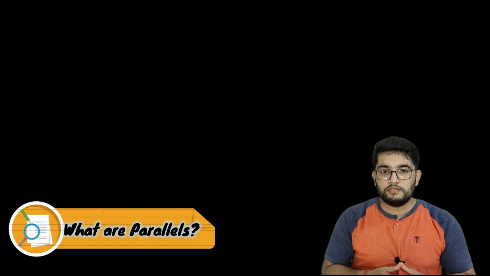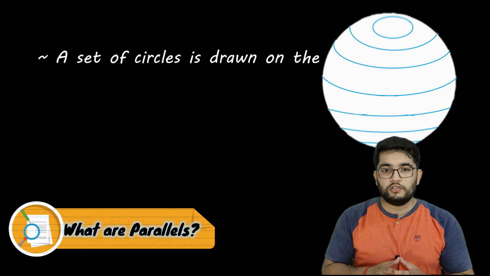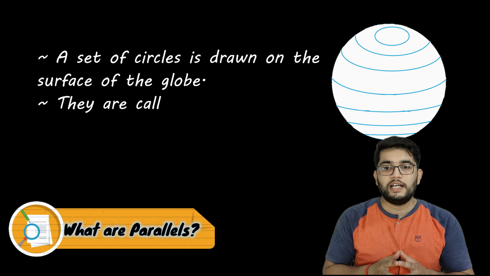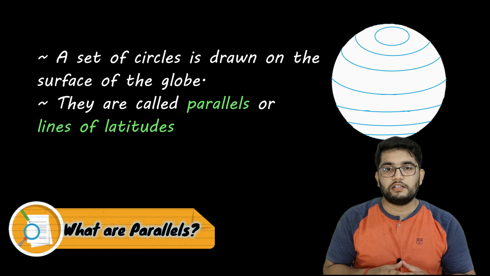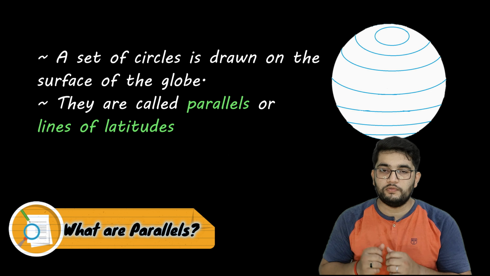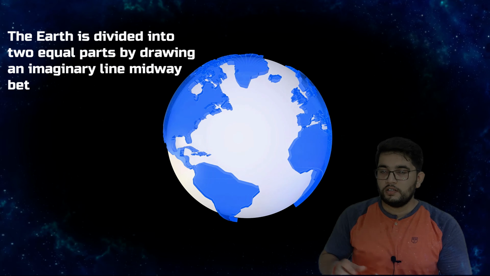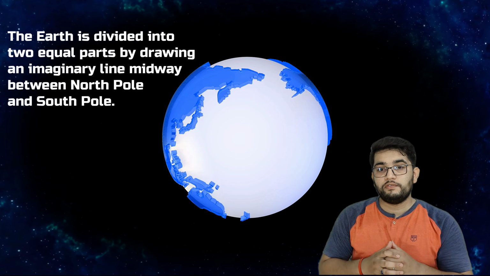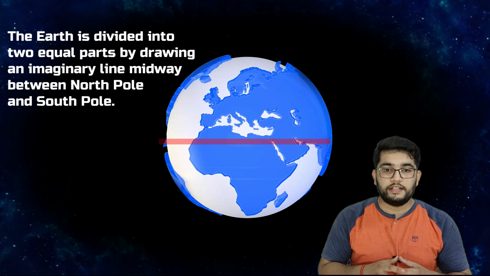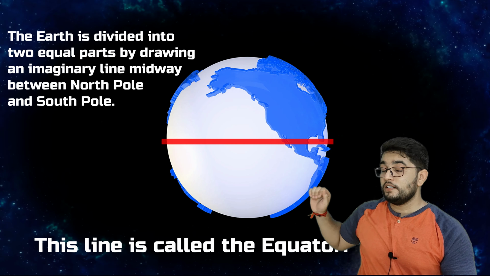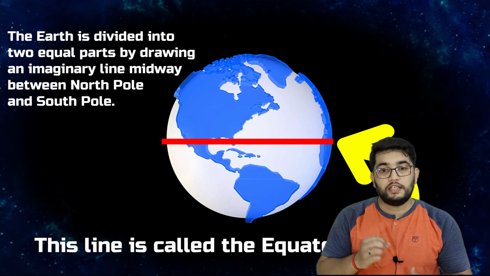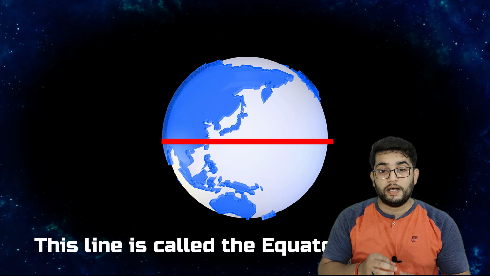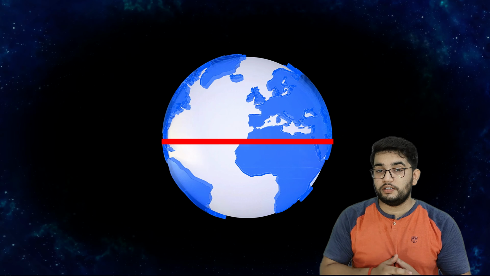What are parallels? A set of circles is drawn on the surface of the globe. They are called parallels or lines of latitude. These circles run from east to west. The Earth is divided into two equal parts by drawing an imaginary line midway between the North Pole and the South Pole. This line is called the equator. The equator is nothing but the longest parallel among all of them.